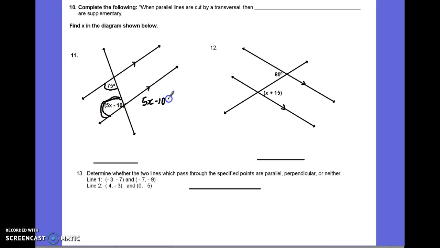So let me write it as such. 5x minus 10 plus 75 equals 180. Okay, let's go ahead and do this step by step. The first thing to do, usually, is to combine like terms. So we have negative 10 plus 75, or 75 minus 10, same thing. It's going to be 5x plus 65. That's going to be equal to 180. We're going to subtract 65 from both sides.